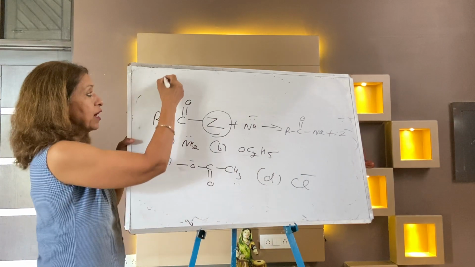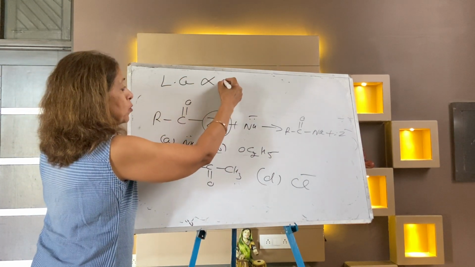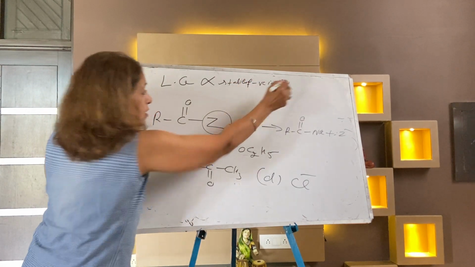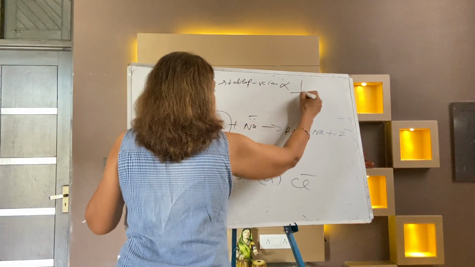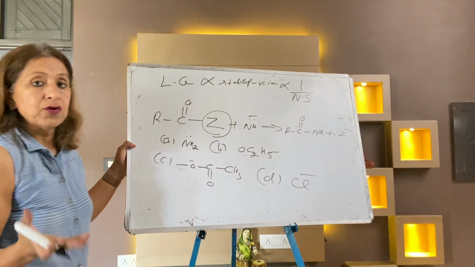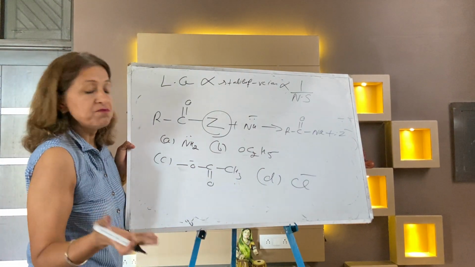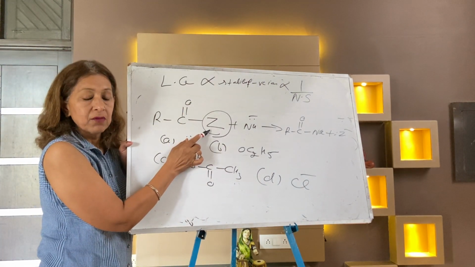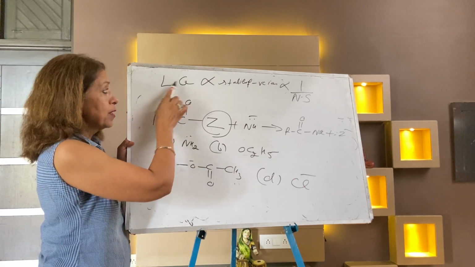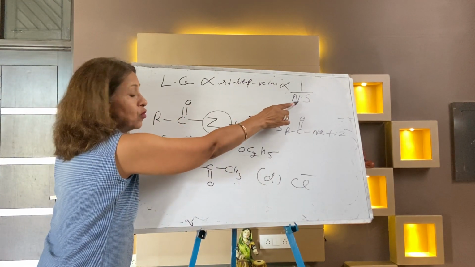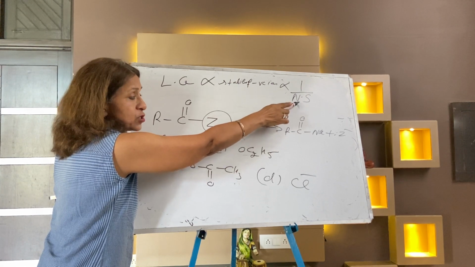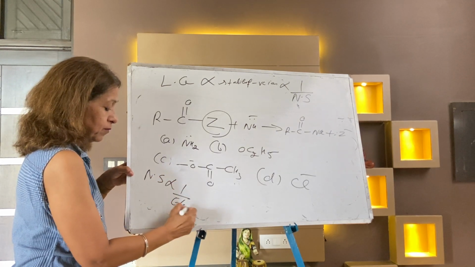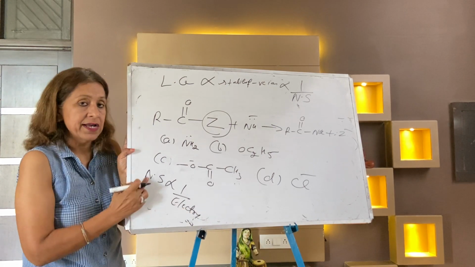Leaving group. You know there is a fundamental rule. Leaving group ability is directly proportional to the stability of the negative ion, and inversely proportional to nucleophilic strength and basic strength. We have to identify which one is a better leaving group. The better leaving group is only that which is a weak nucleophile, a weak base, the weakest nucleophile. And nucleophilic strength is inversely proportional to electronegativity.